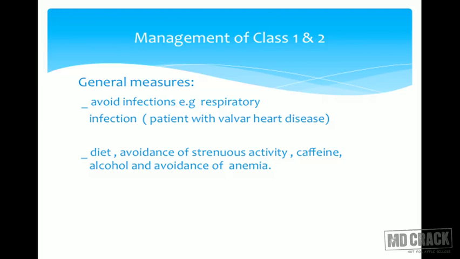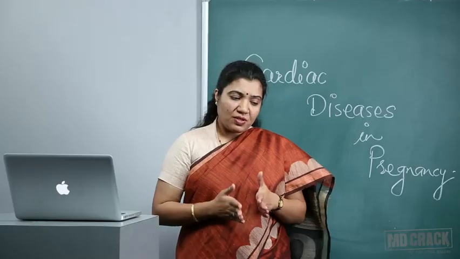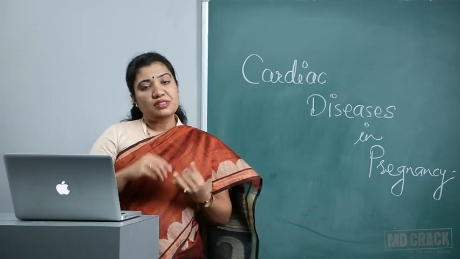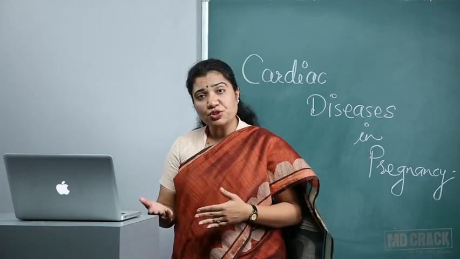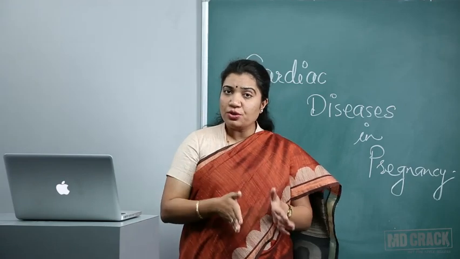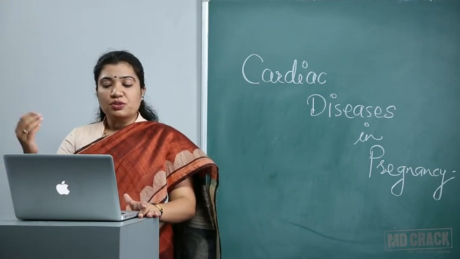For management of class 1 and 2, low-risk patients, ask them to come for antenatal checkups a little more frequently than normal. Always warn them to stay away from people who have infections like respiratory infections. They should not get close to them, and should take care not to get any kind of infection. Again, the risk is more in valvular heart disease patients. Diet: avoid strenuous activity, and excessive caffeine or alcohol should be avoided. We should make sure they do not have anemia, because the heart is already diseased and pregnancy is putting on an overload. On top of this, if they are anemic, there would be added tachycardia. If there is hypertension, there would again be a problem. So these things should be well controlled, and we should not allow other disorders to get added on to an already critical situation.